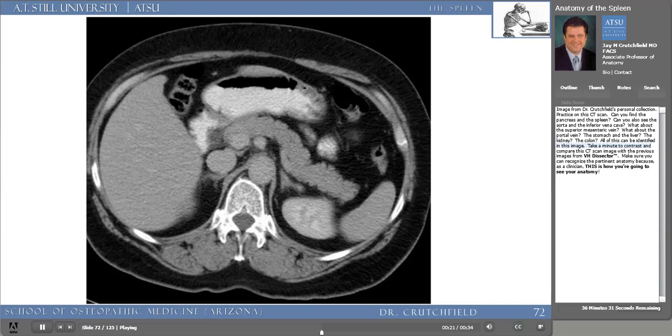Take a minute and contrast and compare this CT scan image with the previous images from VH Dissector to make sure that you can recognize the pertinent anatomy. Because as a clinician, this is how you're going to see your anatomy.